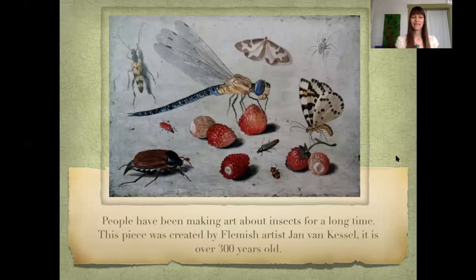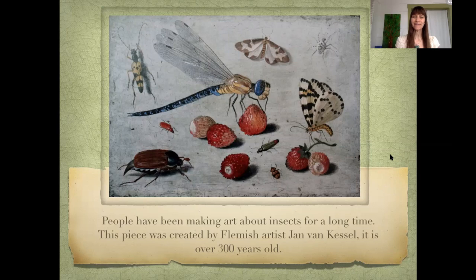People have been making art about insects for a long time. This piece was created by Flemish artist Jan van Kessel. It is over 300 years old. Look at all of these different insects. And what are they eating? Looks like an insect party.